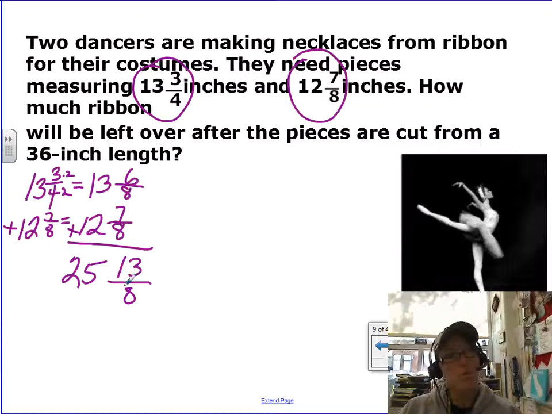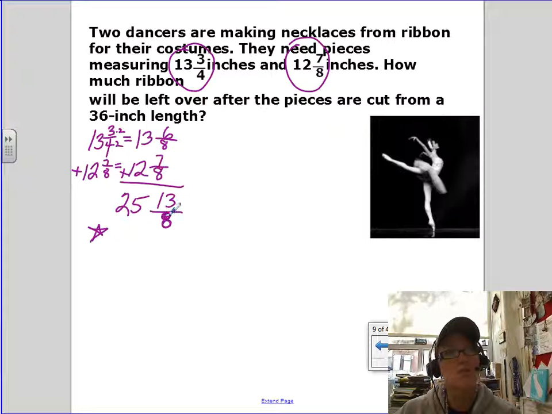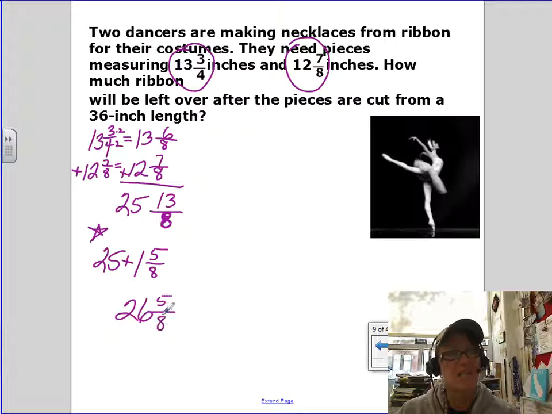Now, I just told you on the last screen that I was fine with leaving an improper fraction, but not right now. This is not okay. 25 and 13/8, that just really doesn't make sense. Keep the 25, and then let's deal with this 13/8. 13/8 can be written as this mixed number. 8 can go into 13 once. You'd have 5 left over. Now, get this squared away or simplified and written back together. 26 and 5/8. That's your final answer number-wise, but don't forget, this is not done yet.